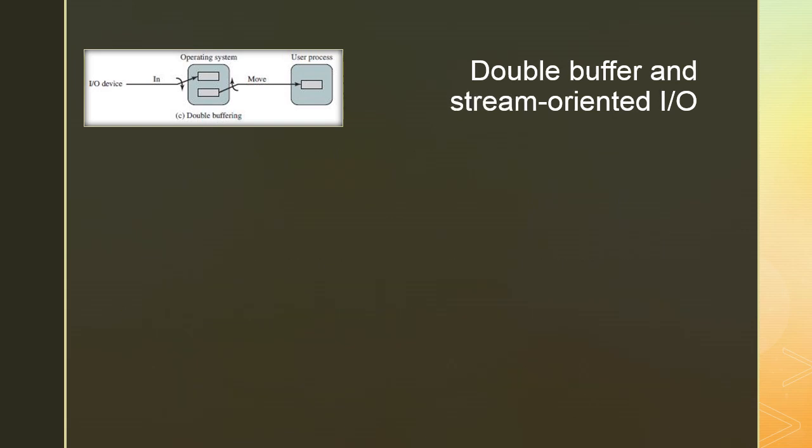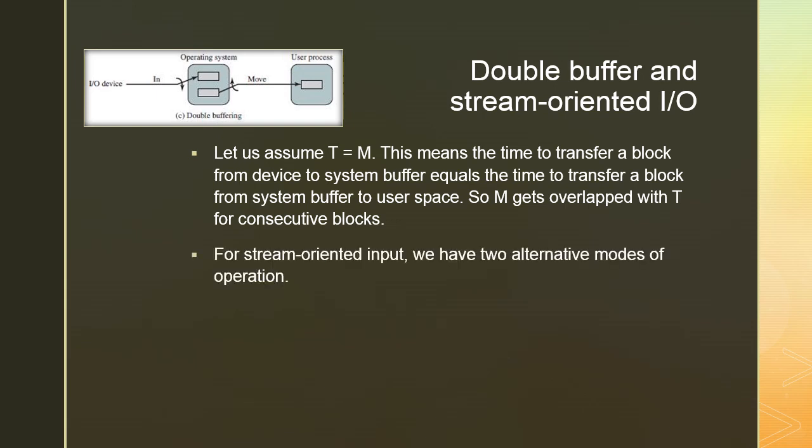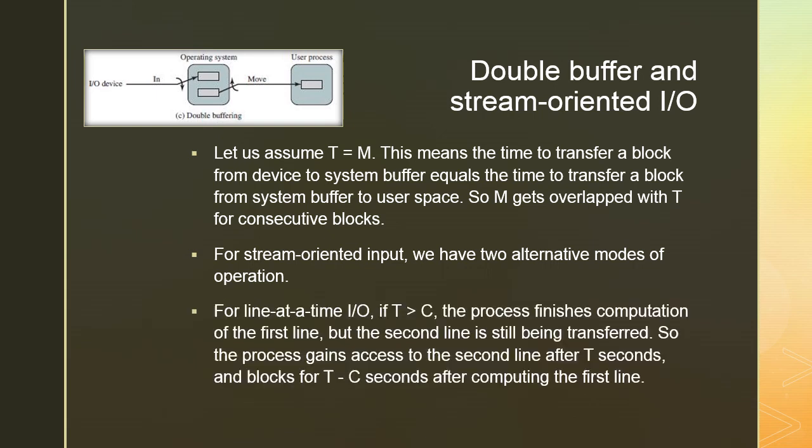Double buffer and stream oriented I/O. We again assume that T equals M, and this means that the time to transfer a block from device to system buffer equals the time to transfer a block from system buffer to user space. So M gets overlapped with T for consecutive blocks. For stream oriented input, we have two alternative modes of operation.